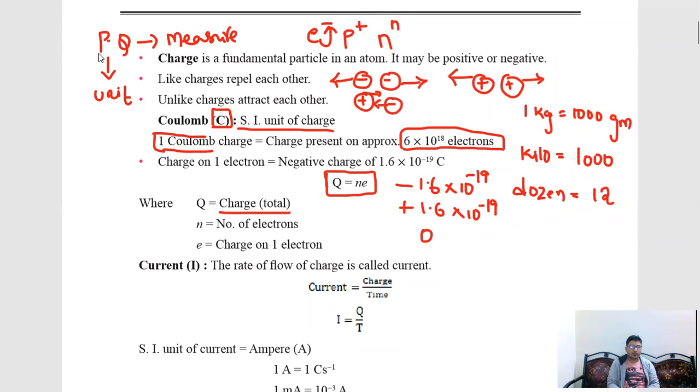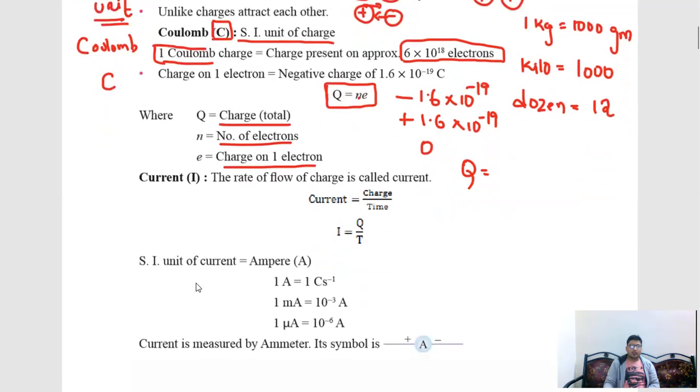Here you see guys, don't get confused. The physical quantity is charge, its SI unit is Coulomb. Charge is represented with the capital letter Q, and this SI unit, Coulomb, is represented with the letter C. So Q is the physical quantity, that is charge. N stands for number, E stands for charge of an electron. So N stands for number of electrons, E stands for charge of an electron. If you do it, you will get that Q, charge, 1 Coulomb.